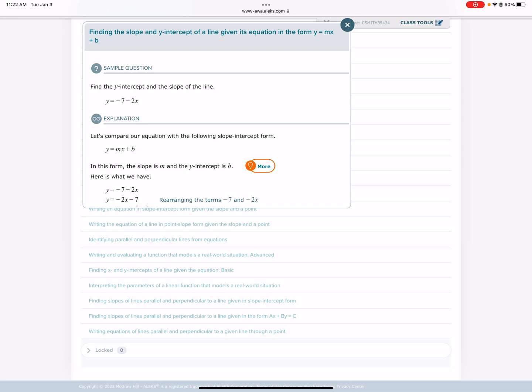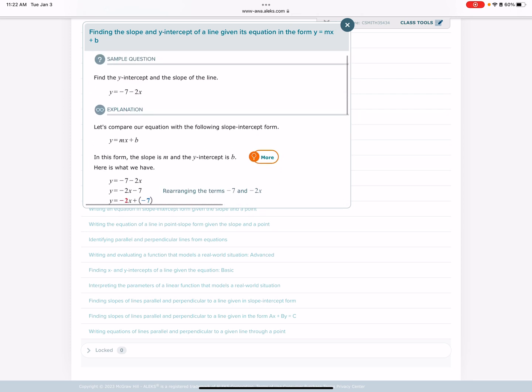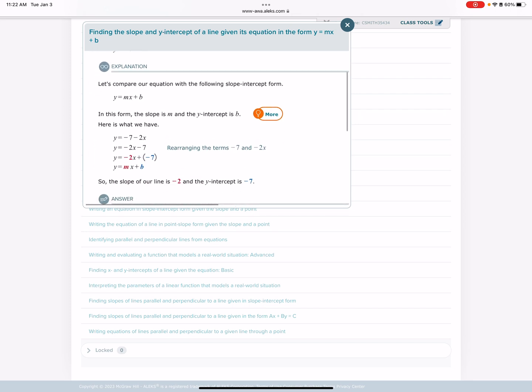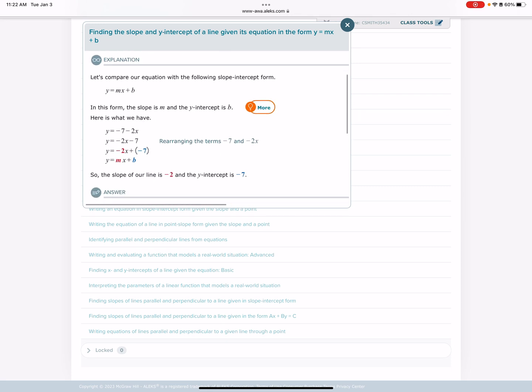Find the y-intercept and the slope of the line. Because it's not yet in the form y equals mx plus b, we're just going to switch the two so you can see -2x plus -7, or -2x minus 7. Then it makes it really obvious which one is my slope and which is my y-intercept. The slope is always the number that's multiplied by the x, and the y-intercept is always the extra number that has no variable attached to it.